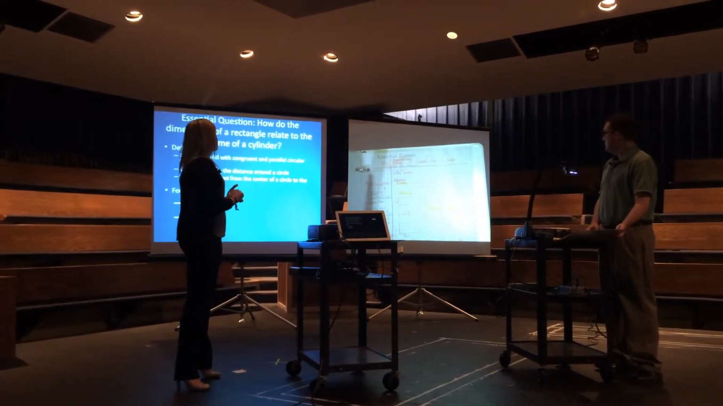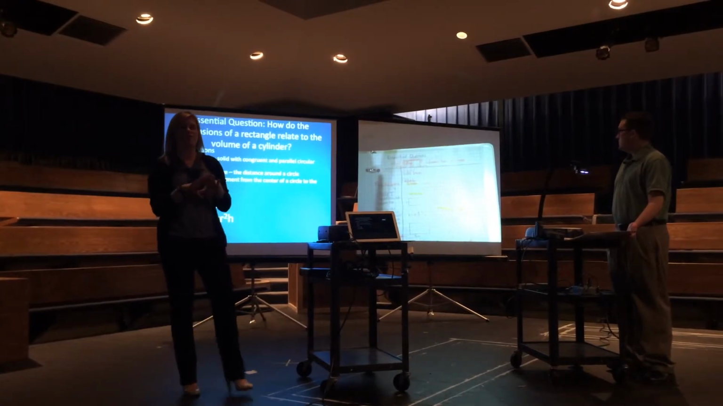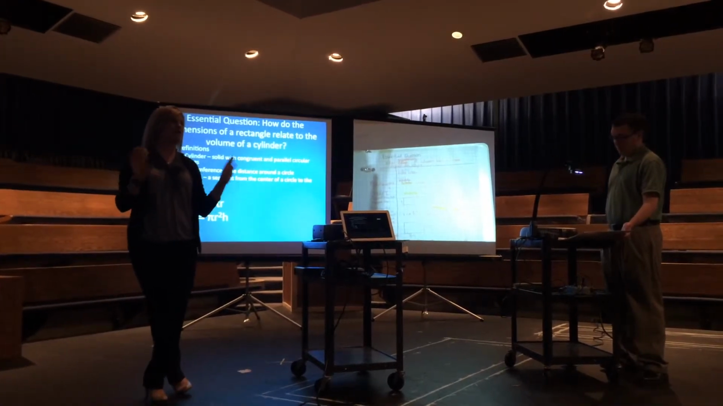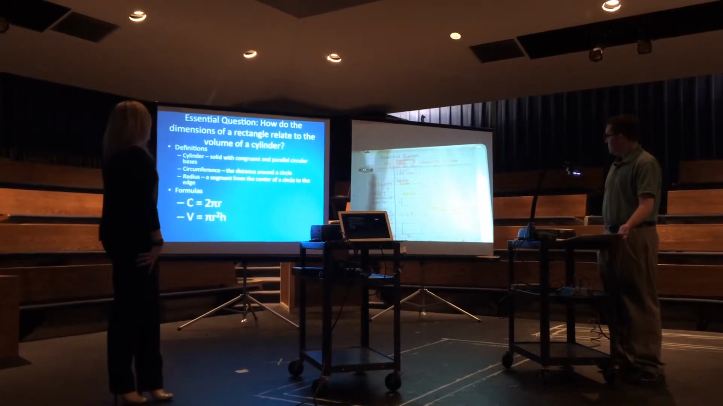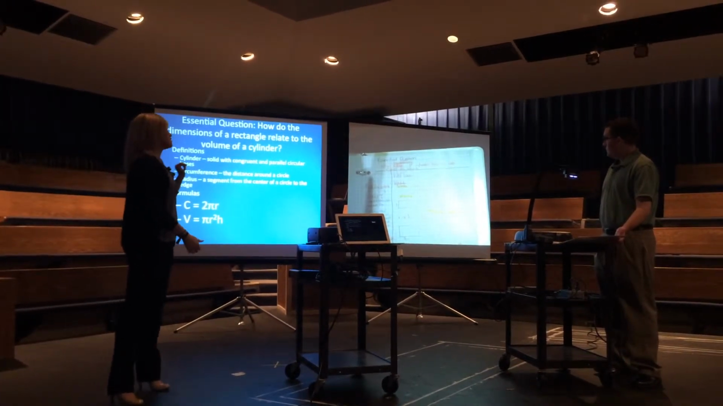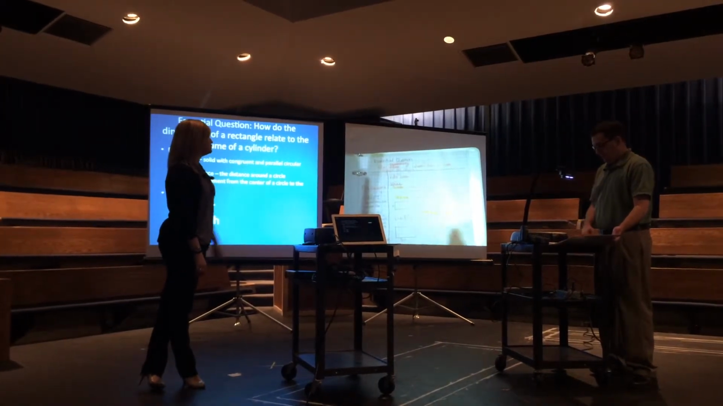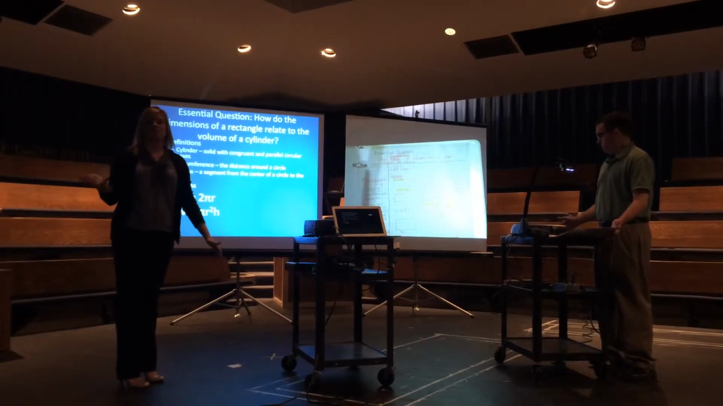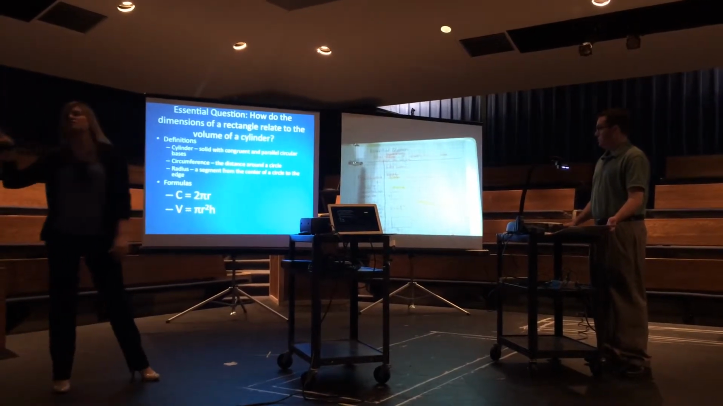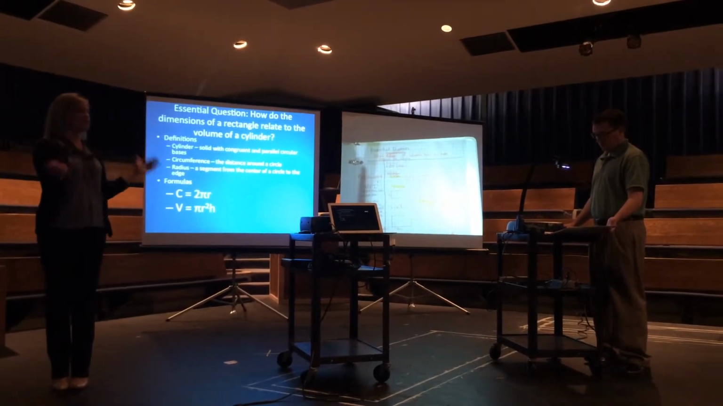So our essential question was, how do the dimensions of a rectangle relate to the volume of a cylinder? So we started with just a flat 2D rectangle and then rolled it up to look like a cylinder. They started with definitions. So if you see in my notebook, I have the vocab, the cylinder, and the volume. He gave us those two words that we needed to know, and then the formulas that went with it. So at the very beginning of the notes, underneath your essential questions goes the information they must know to be able to know anything throughout the notes.